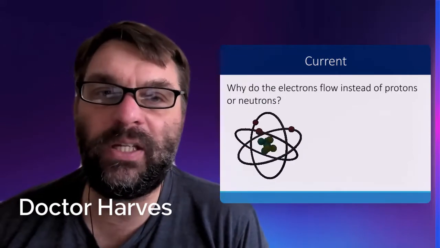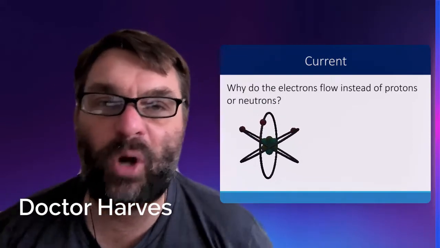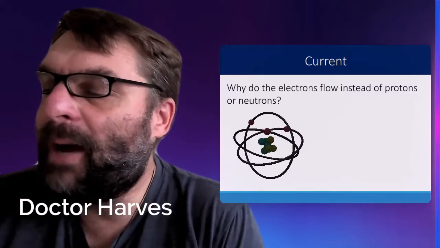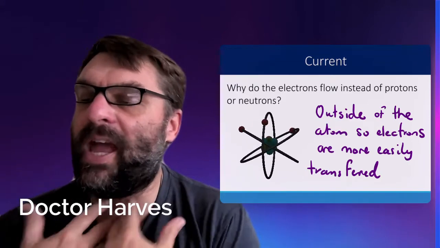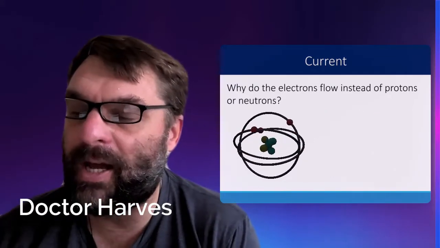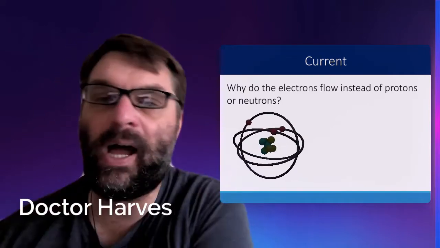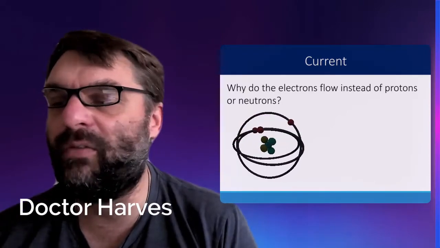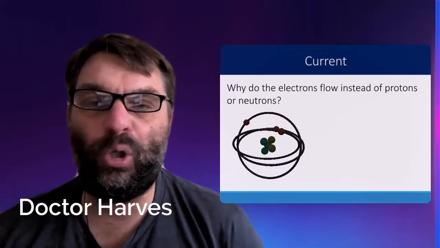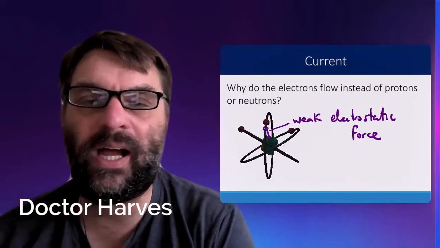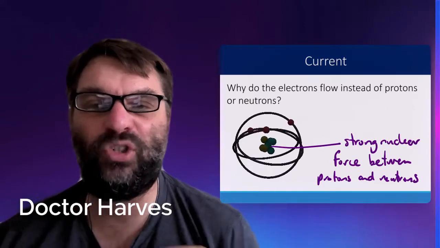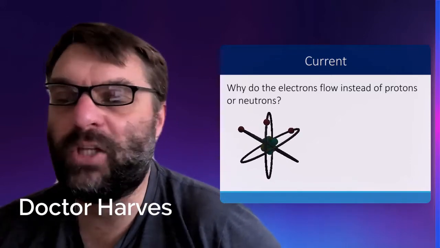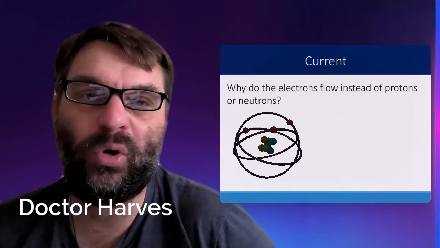So why is it that electrons flow instead of protons and neutrons, from at least a physics perspective, not necessarily a chemistry perspective? Essentially the reason why is that the outsides of an atom are where the electrons lie, and it's easier to pull the electrons off the outside of an atom than it is to pull the protons and neutrons out, which are in the nucleus, and have that strong nuclear force as opposed to just the electrostatic attraction of the electrons to the nucleus. So that's why electrons flow instead of the protons and the neutrons.